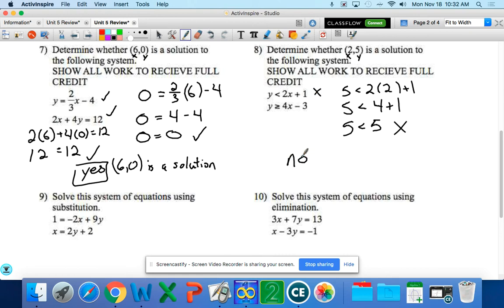If it doesn't work for one, it doesn't matter anymore about checking the other. That means it's not in the double shaded region. So not a solution, or just no. That might work, okay, because it is saying determine whether it's a solution or not, okay.